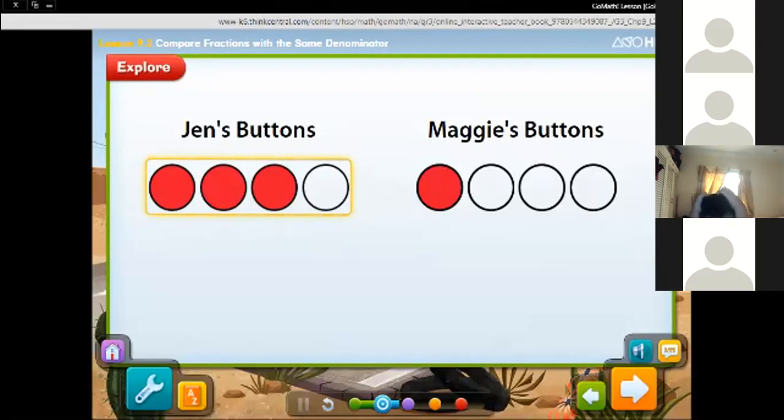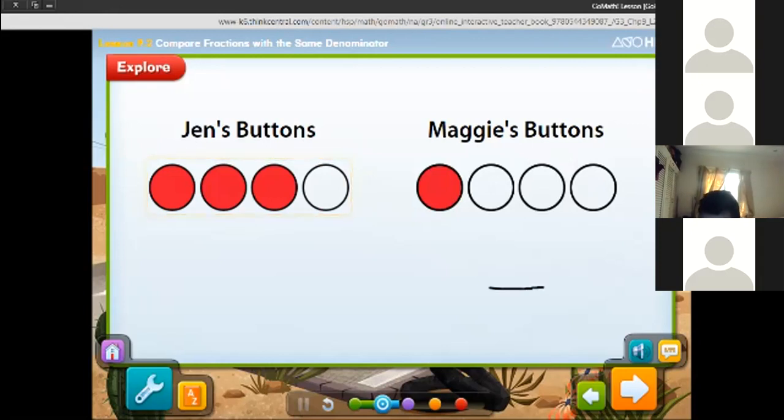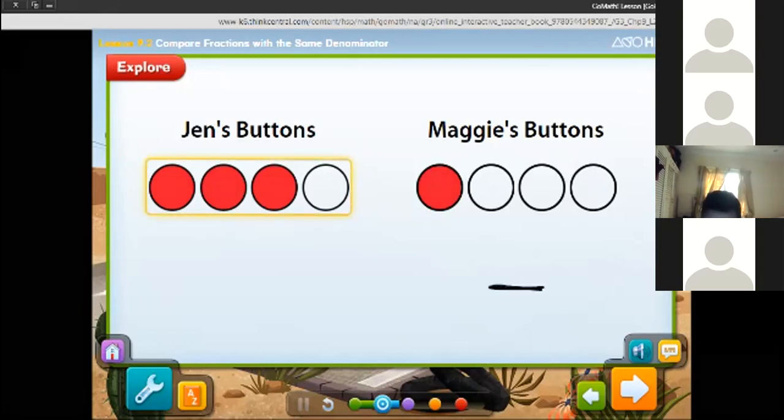1/3. Why do you say it's over 3? You have to make the denominator the whole buttons. How many whole buttons do we have, Yazan? Yazan, can you count how many buttons for Maggie's? Count please the whole buttons. 1, 2, 3, 4. So write 4. Always we have to write the denominator, the whole number of buttons, 4. And how many red buttons? Only 1.